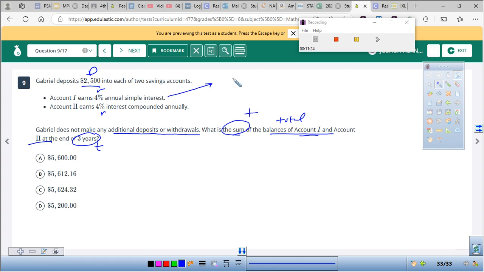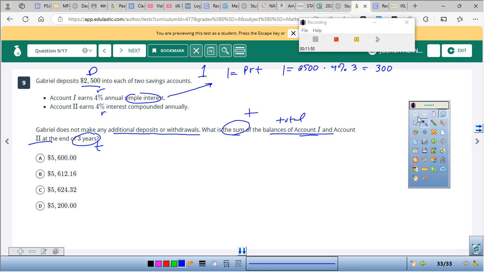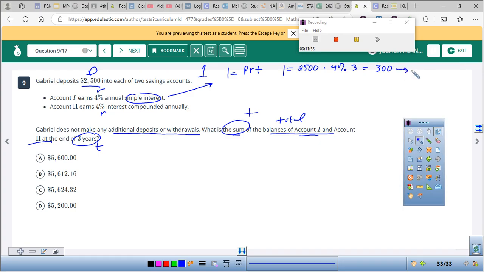I went ahead and did the calculations as I paused it. For account 1, since it says simple, I equals PRT. So I is equal to 2,500 times your rate of 4% times a term of 3. When I do that, it gives me 300. That's not the balance, that's just the interest. So the balance, which is your total, is the 2,500 they initially had plus the 300 they now got, so that's 2,800.